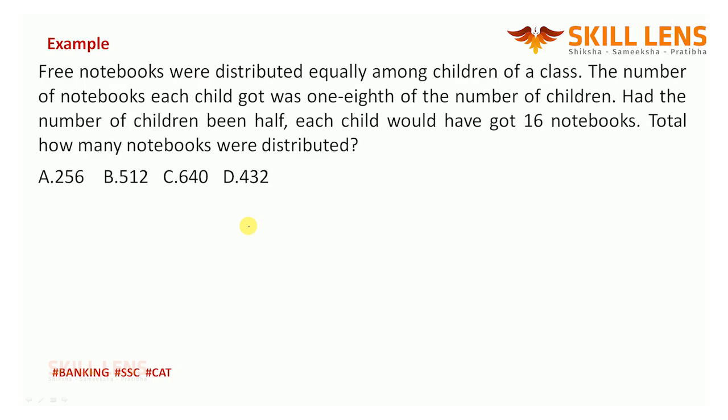Notebooks were distributed equally among the children of a class. The number of notebooks each child got was 1/8 of the number of children. Had the children been half, each child would have got 16 books. Total, how many notebooks were distributed?